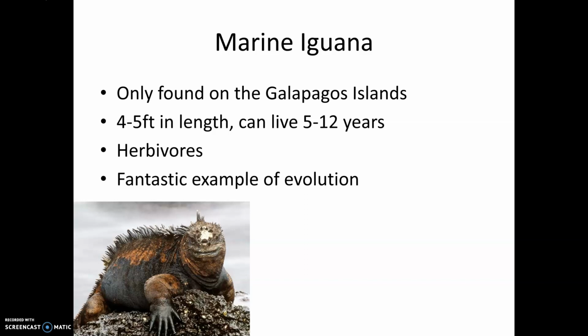They're also herbivores and have a really interesting evolution. So these marine iguanas are one of the animals that Darwin actually studied in his trips to the Galapagos Islands. So if you're interested in that type of evolution, I would really encourage you to go back and take a look at the discoveries made with these different animals here.